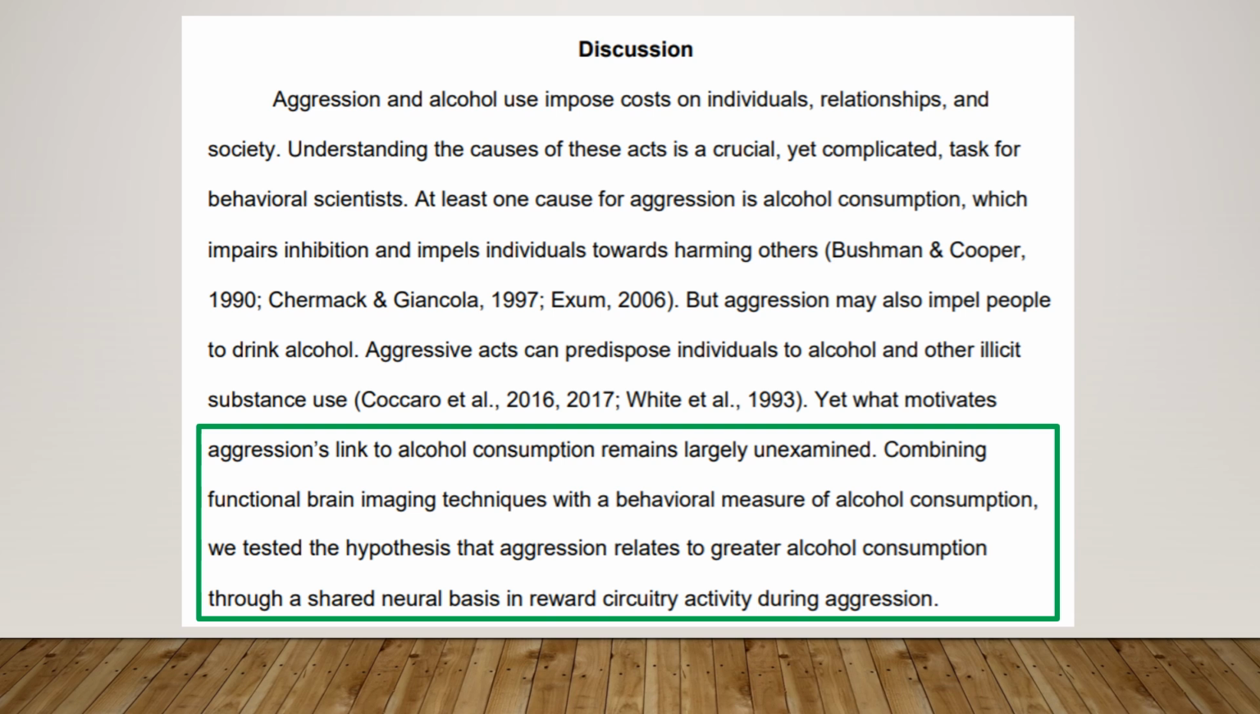As an example, here's an actual discussion section. You can see that it starts off with a discussion of the variables, the aggression and alcohol use, and by the end, they have made sure to clarify that they are testing a hypothesis that aggression relates to greater alcohol consumption through a shared neural basis in reward circuitry activity during aggression. Okay, that is a very clear hypothesis that they've stated, and it's clear what their variables are.